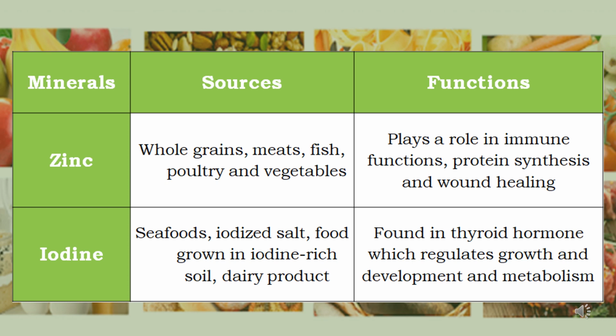Minerals. Zinc, sources are whole grains, meat, fish, poultry, and vegetables. Functions, plays a role in immune functions, protein synthesis, and wound healing. Iodine, sources are seafoods, iodized salt, food grown in iodine-rich soil and dairy products. Functions, found in thyroid hormone which regulates growth and development and metabolism.